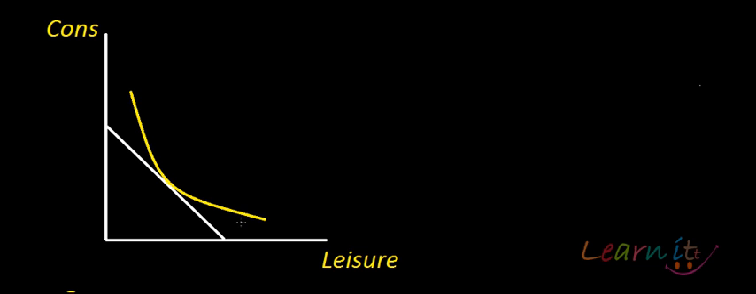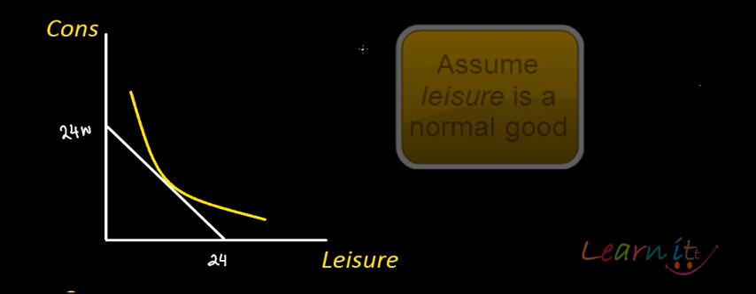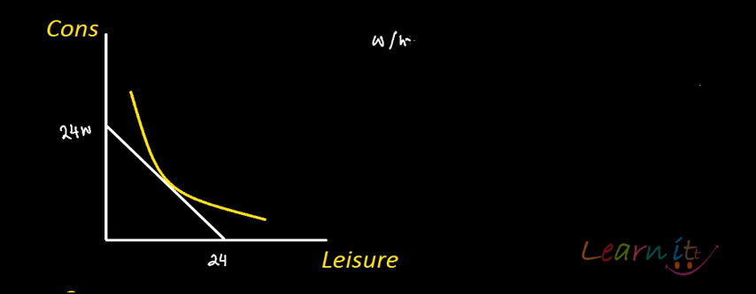This is the labor leisure choice consumption model. What is the maximum amount of leisure which you can have? 24 hours. What is the maximum amount of consumption you can have? 24W, in case the wage rate is W per hour. The slope of the budget line is, say, initially W1. Fine. And this is the initial indifference curve, and this is point A.